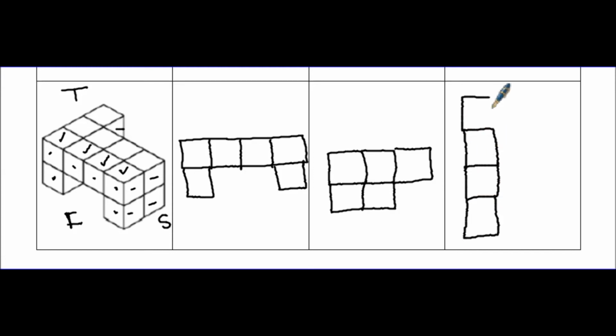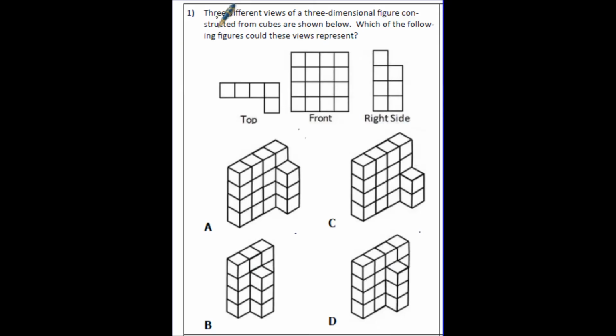So here are those 4 blocks, and we see another 4 to the right of those, so we're going to draw 4 more to the right, and we see 1 more at the top, but nothing else below there. So those are the 3 views for that figure. So 3 different views of a 3-dimensional figure constructed from cubes are shown below. Which of the following figures could these views represent?